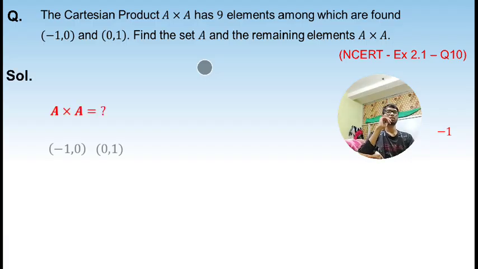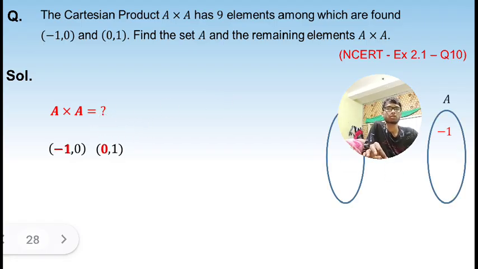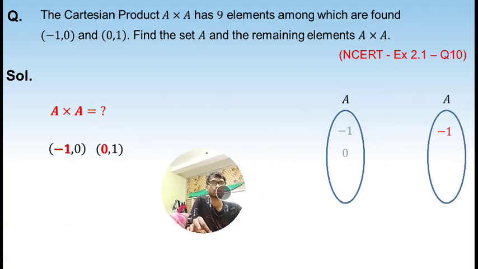A × A is what? The first set has minus 1 comma 0, and both sets have minus 1 comma 0. Like that, minus 1 comma minus 1, then 0 comma minus 1, then 0 comma 0, then 0 comma 1.